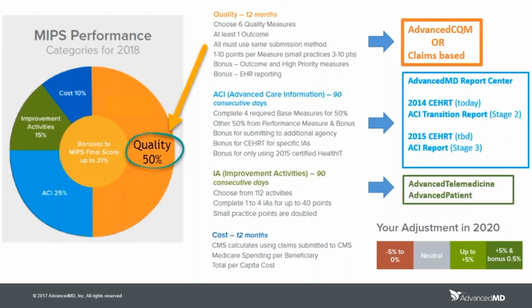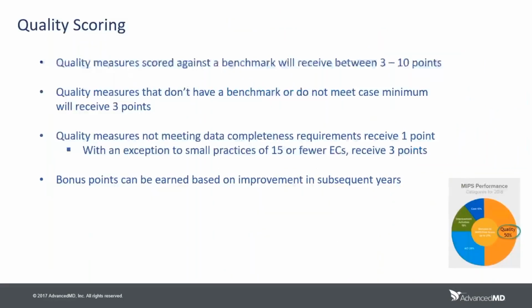And the numerator data reported via registry or EHR direct must include at least 60% of the measure's entire patient population across all payers, and a minimum case volume of 20 is required for each measure for full credit. So let's move on to the quality scoring. Essentially, as most of you know, the quality category structure is you select your measures, and each of the measures are rated on a decile-based benchmark ladder. You earn up to 10 points based on achievements in comparison to your peers. Quality measures that can be scored against a benchmark will receive between 3 and 10 points.